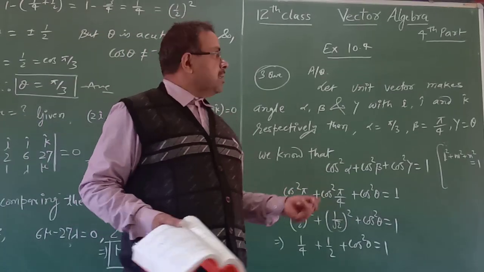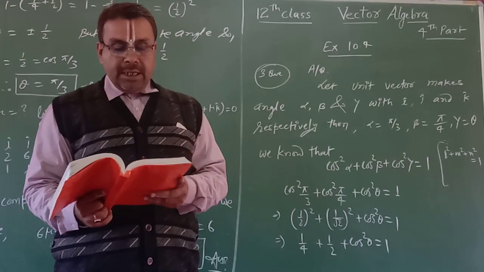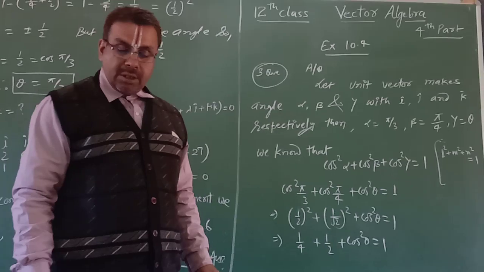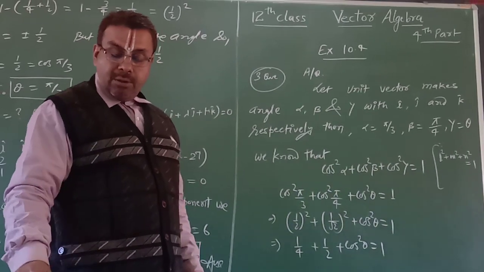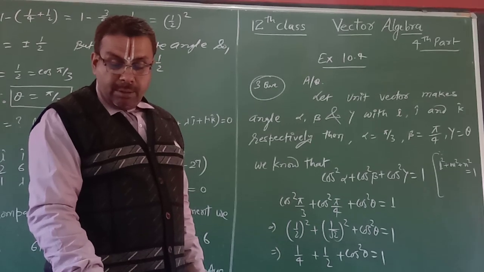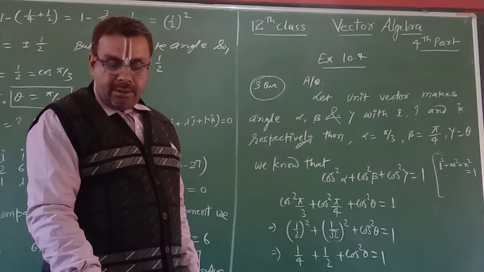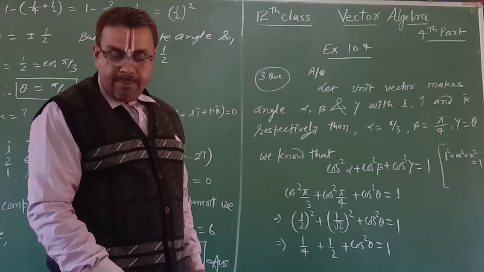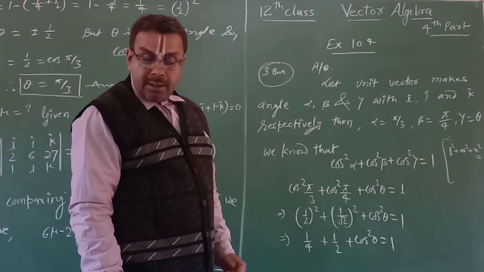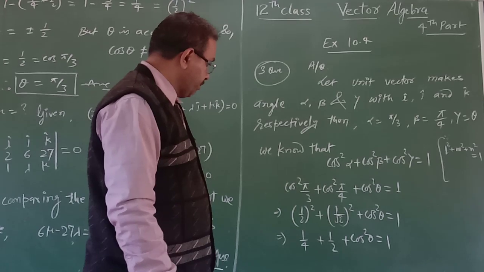Now see in exercise 10.4. These are simple. First and second are related with formula. And taking here question number 3. What is it saying here? The question number 3: if a unit vector A makes angle pi by 3 with i, pi by 4 with j and acute angle theta with k, then find theta and hence the components of vector A.